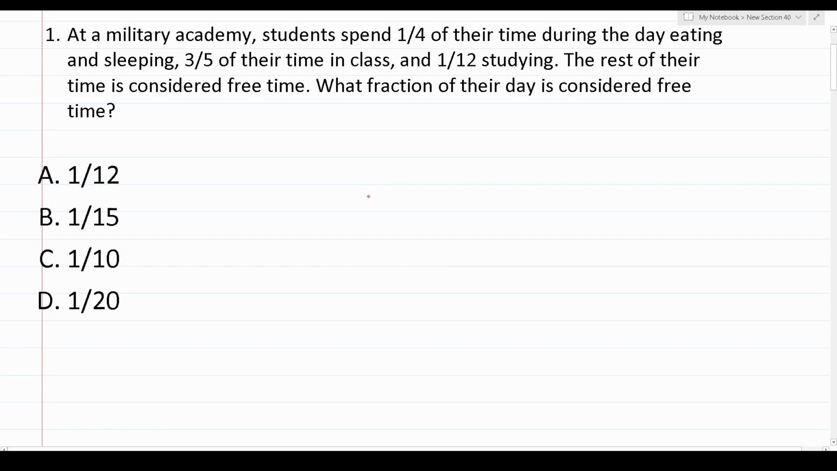So for this one, we're going to have to do some subtraction involving fractions to figure out how much free time they have during the day. So again, we're talking about one day here, and according to the problem, they spend 1/4 of that day eating and sleeping, 3/5 of it in class, and 1/12 of it studying. By subtracting 1/4, 3/5, and 1/12 from 1, we'll figure out how much free time they have during the day.